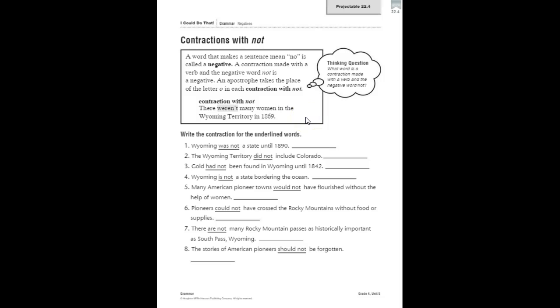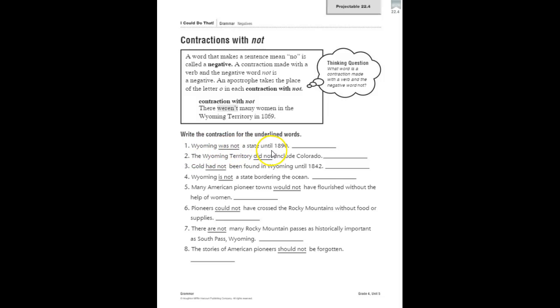To identify a contraction with not, I ask the thinking question. What word is a contraction made with the verb and the negative word not? Now, the contraction weren't is a combined form of the verb were and not. All right, let's work through more of these.